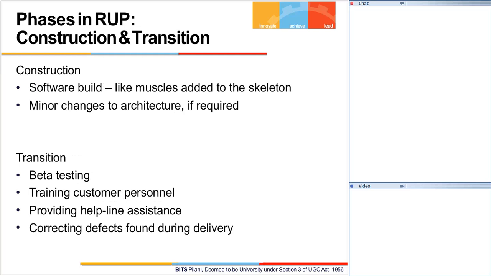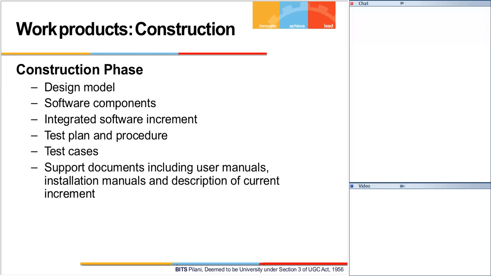So in the construction phase, it is mostly adding skeleton to the software, right, which is effectively an important phase, and then you finally transit to the next phase, right? And these are some of the work products which are created in the construction phase. There is some level of designing also done in this phase, and then of course software components are developed, and then there is a test plan, test cases, and then user manual, instructions manual, etc. Although this phase will not be our point of concern in this course, right? And then finally the transition phase.